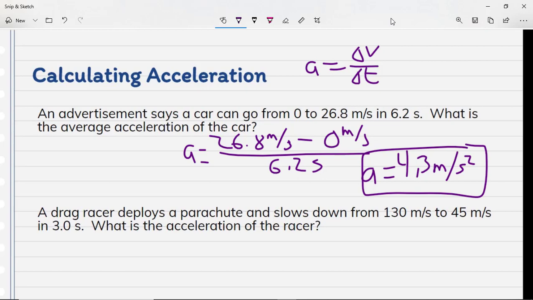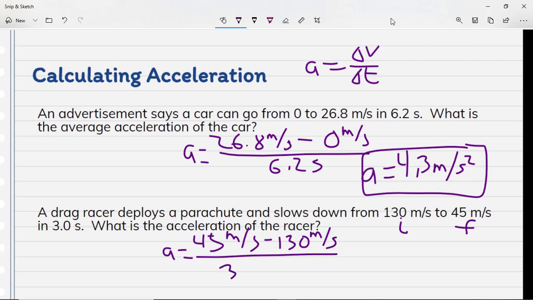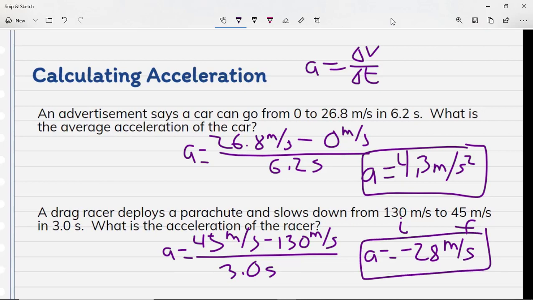A drag racer deploys a parachute and slows down from 130 meters per second to 45 meters per second. What is the acceleration of the racer? It's the same concept here, except we're slowing down. So our initial is this, and our final is that. Acceleration equals 45 meters per second minus 130. Remember, it's final minus initial, all over 3 seconds. We do our math and plug in and solve. We get negative 28 meters per second squared. So again, the concept of calculating acceleration is very straightforward. Just plug your numbers in and solve.